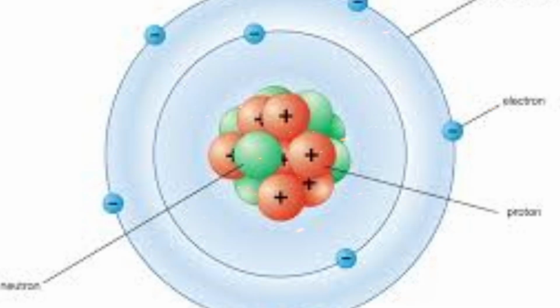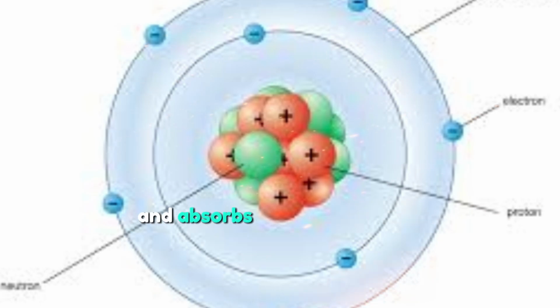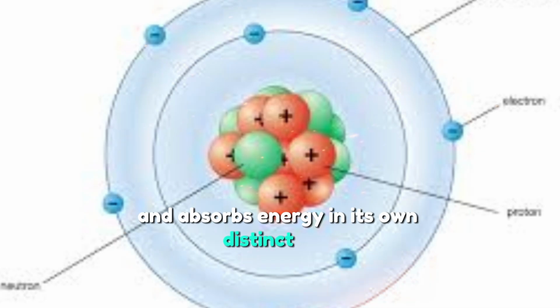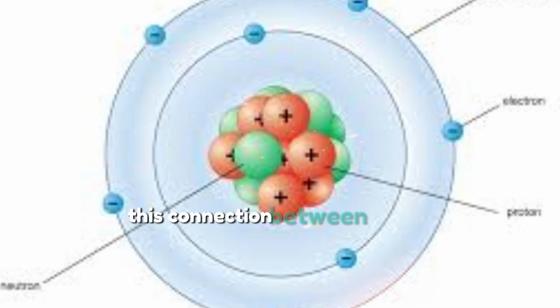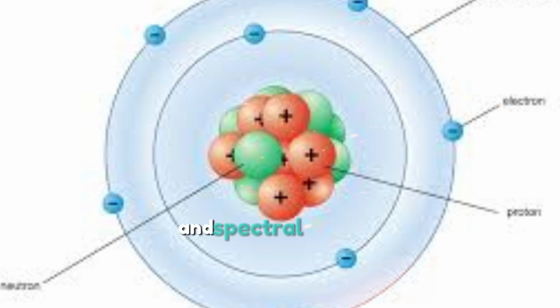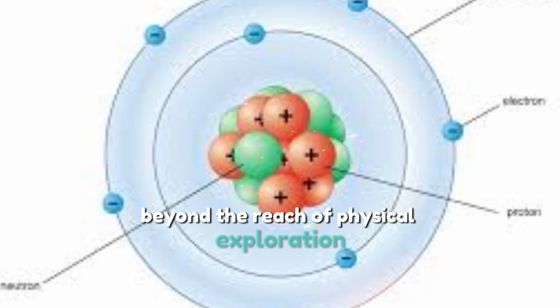and movement. The very identification of elements in distant celestial bodies is possible because Bohr showed that each element emits and absorbs energy in its own distinct way based on its electronic structure. This connection between atomic structure and spectral emission allows scientists to study environments beyond the reach of physical exploration.